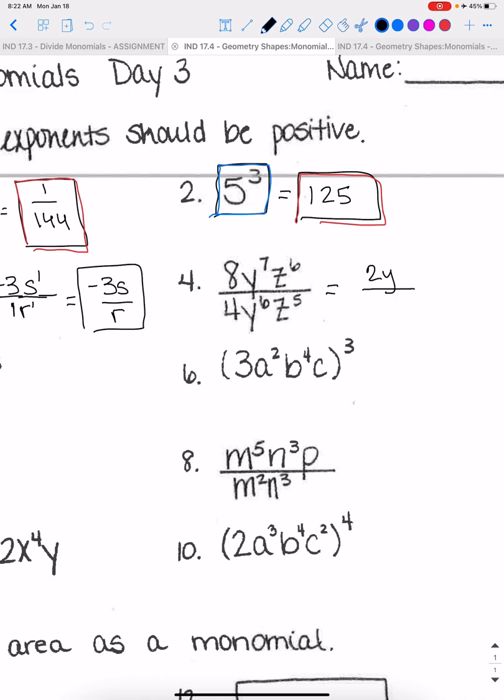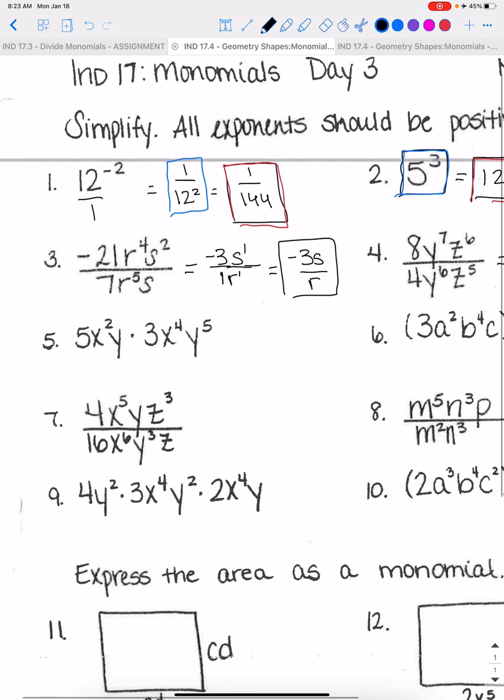Same thing with your z's. Where do I have more? I have more on top, so that means my extras are going to go on top. How many more extras do I have? 1. Again, you can put it or not put it. Nothing goes on the bottom. Everything canceled out from the bottom, so this just is your whole answer, and you don't even really need the fraction line.